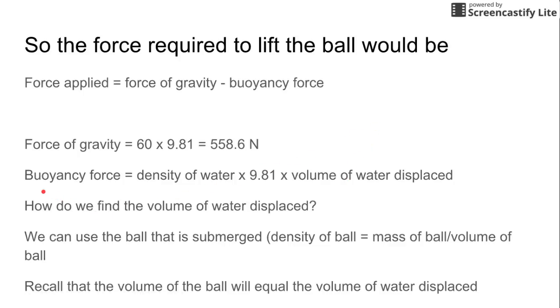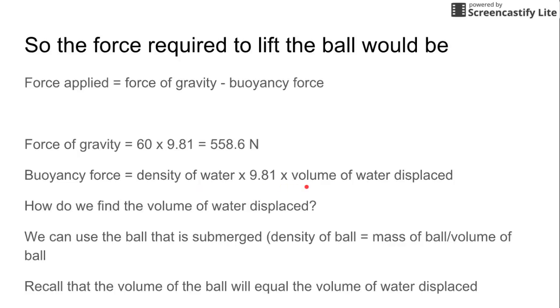All right, now the buoyancy force is going to help you lift that ball. So it's going to reduce that amount. So recall Archimedes' principle says that the buoyancy force is going to equal the density of the water, or density of the medium, in this case water, times acceleration of gravity, times the volume of the medium displaced. All right, so density of water is 1,000 kilograms per cubic meter. Acceleration of gravity is 9.81.